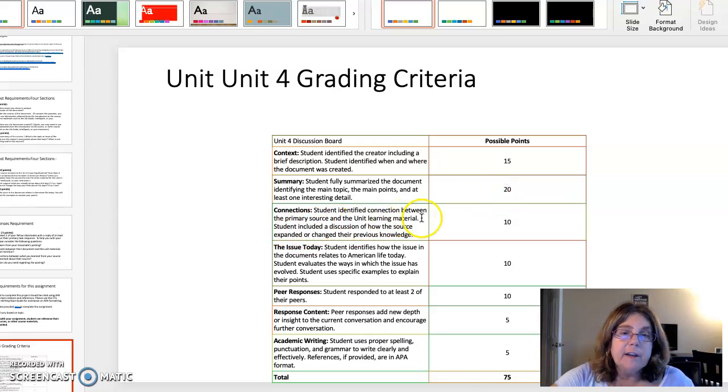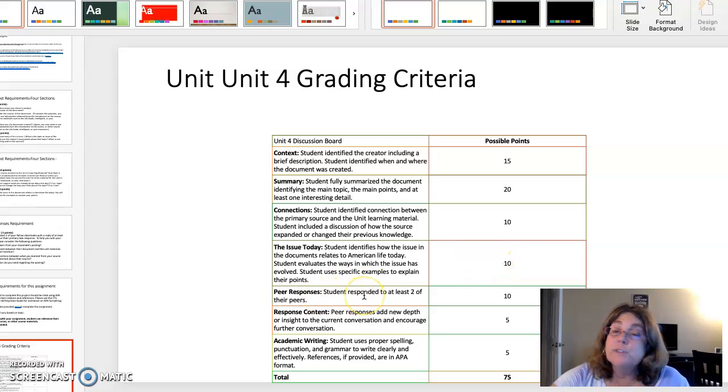Connection. Student identified connection between the primary source and the unit learning material. Student included a discussion of how the source expanded or changed their previous knowledge. My comments, however many points out of 10. The issue today. Student identifies how the issue in the document relates to American life today. Student evaluates the ways in which the issue has evolved. Student uses specific examples to explain their points. My comments, how many points out of 10?